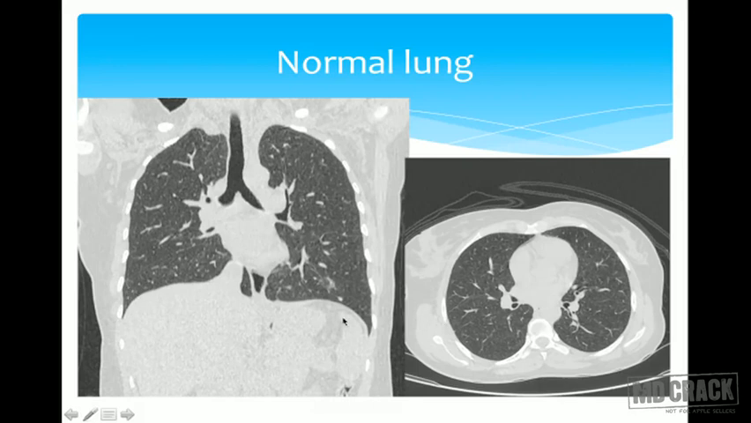costophrenic angles which I had showed you. And again, this is your axial. Again, this is the appearance of the lung. These are your hila over here, and that's about it. So any increase in the lung opacity, as we will be seeing further, you should be able to characterize much better using this HRCT.